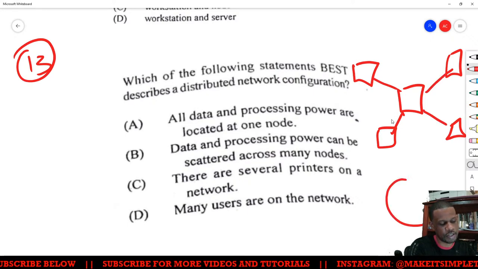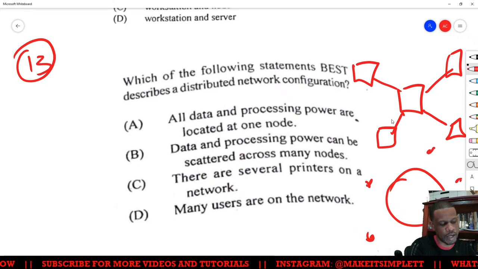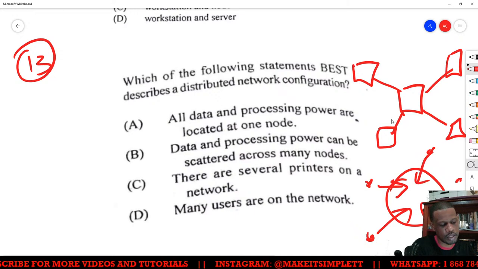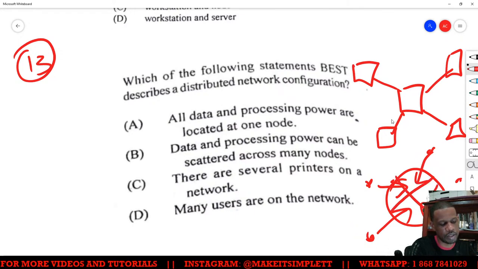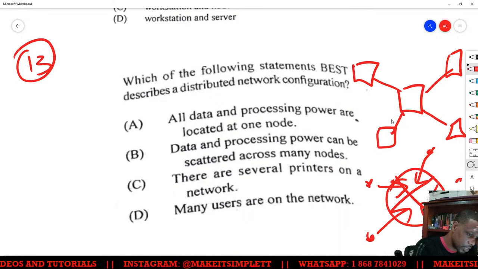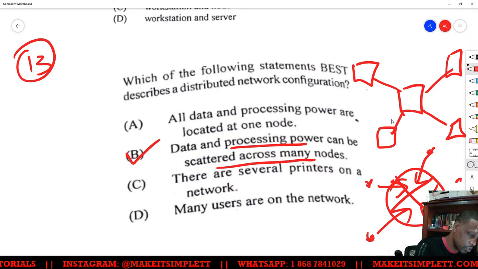It's a centralized network. Everything happens in the center here, and they just have nodes on the outside. That's kind of come back to the mothership. But if the mothership fails, then the centralized network will not work. So a distributed network is when data and processing are shared across many nodes. Ta-da!